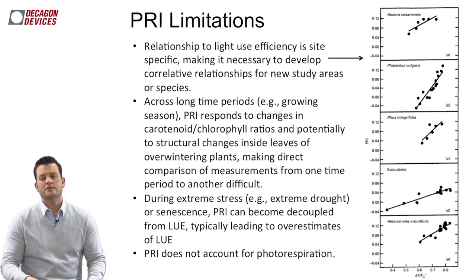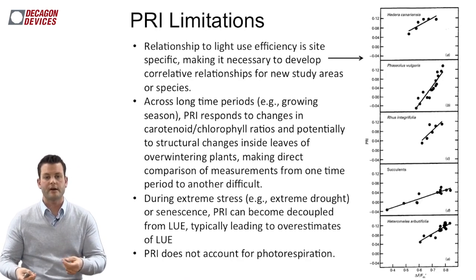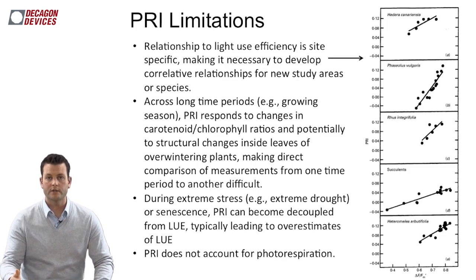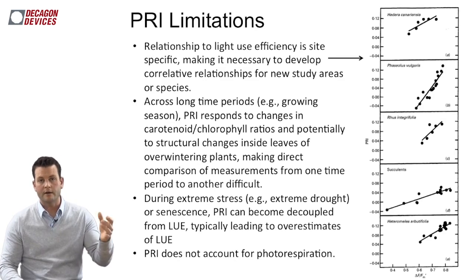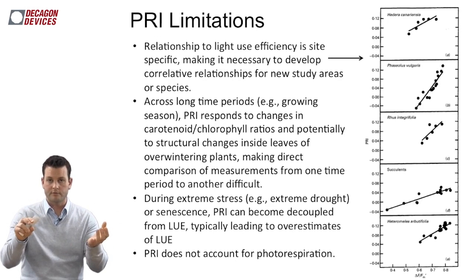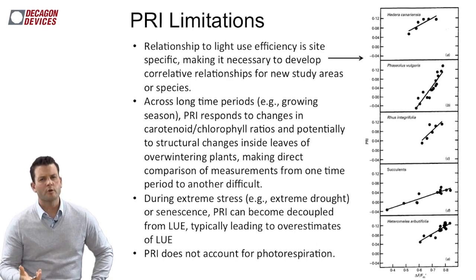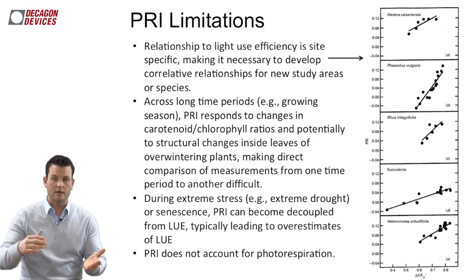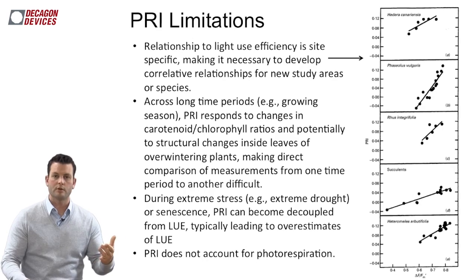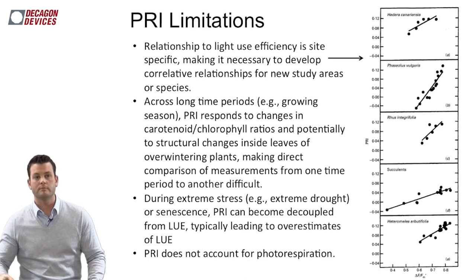And so you can't just go out and say, oh, I'm going to measure PRI, and from that I'm going to extract a light use efficiency value. No, there has to be some background work that occurs first to build those correlative relationships so that you go from a PRI value through a correlative relationship in order to get to an absolute light use efficiency value. That also applies to NDVI. The NDVI value is just a number between -1 and 1, and there has to be some of that correlative work that is done before you can transfer that NDVI number into an absolute LAI or FPAR number.